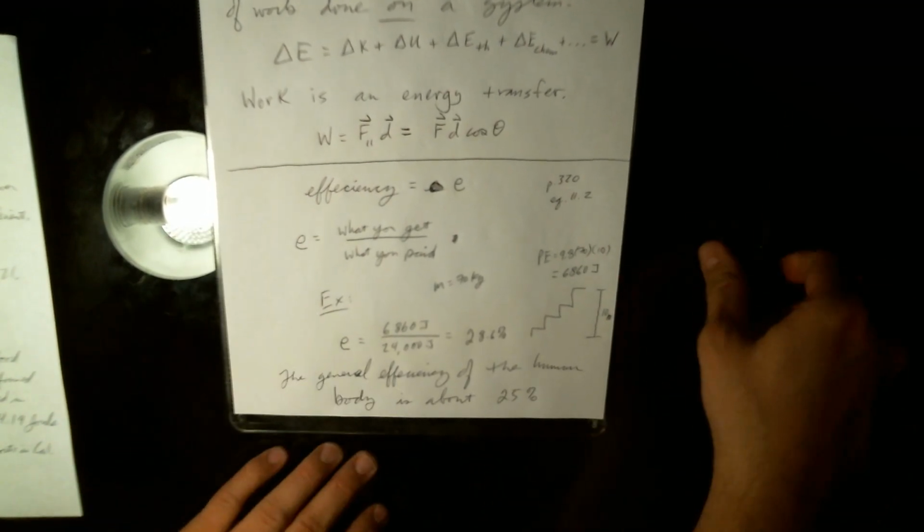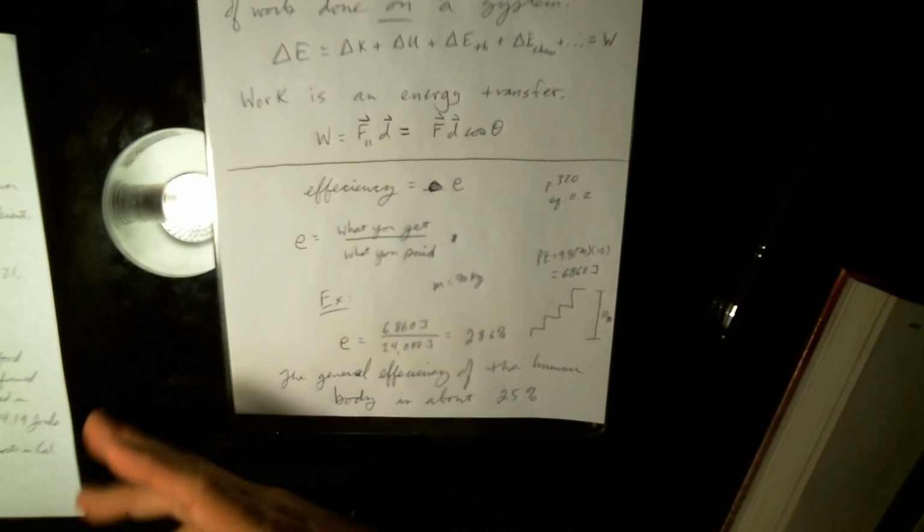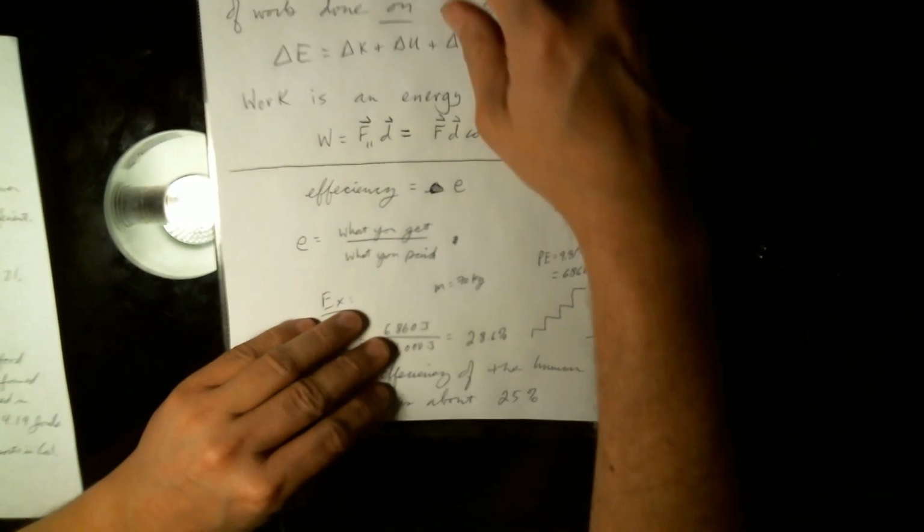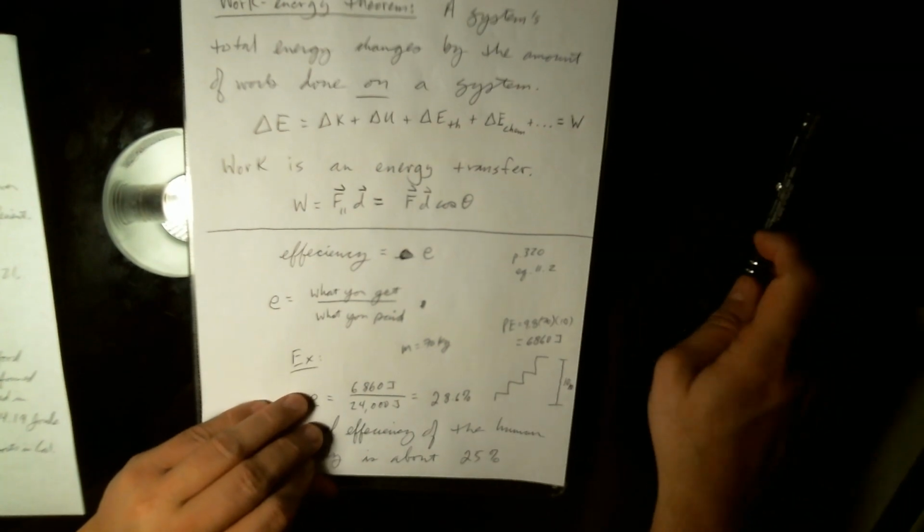But if you think about that, that's nuts, man. We are highly inefficient creatures. Just walking around, you're losing heat energy all the time. It's spilling out of your body. 75% of your energy is getting lost to thermal energy. Humans, our bodies are not energy efficient at all.